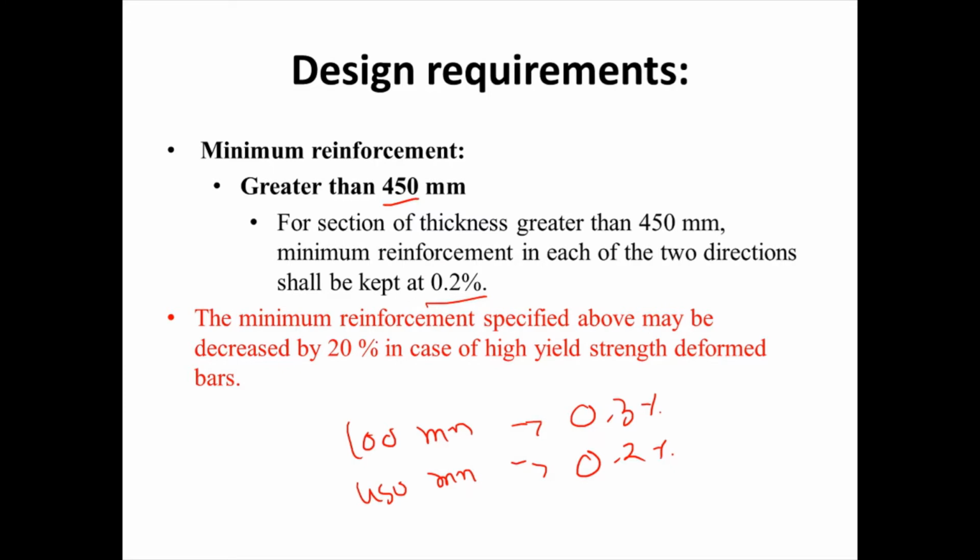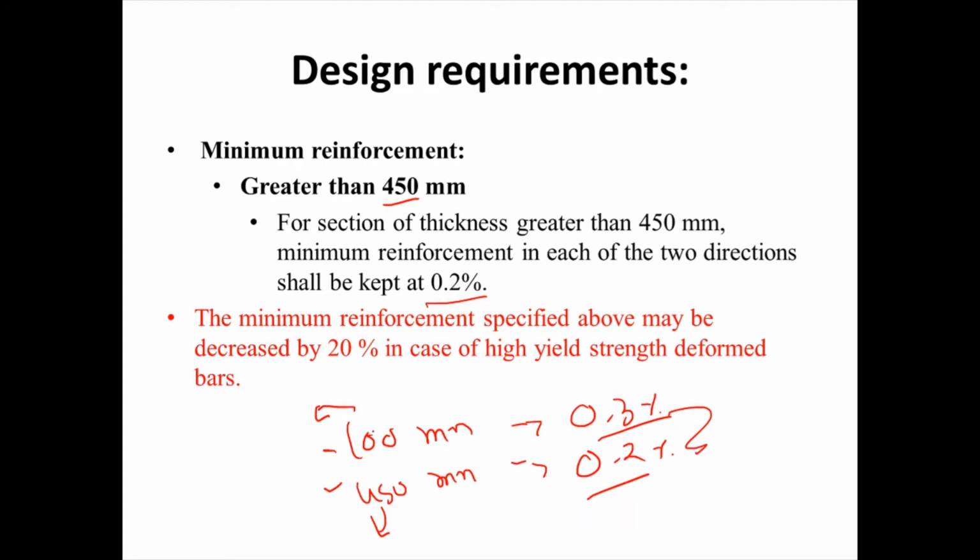If your thickness is less than 100, the value is 0.3. If your thickness is more than 450, the PT value is 0.2. And if your value is in between 100 and 450, it lies between these two. Simple logic. So you just have to remember these two values.